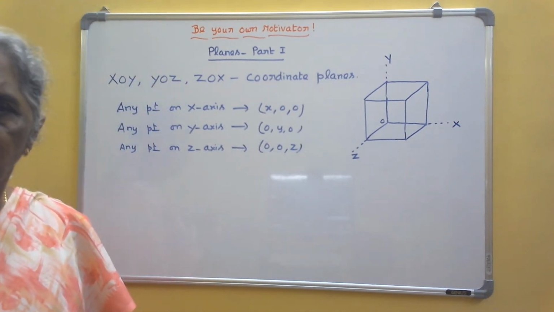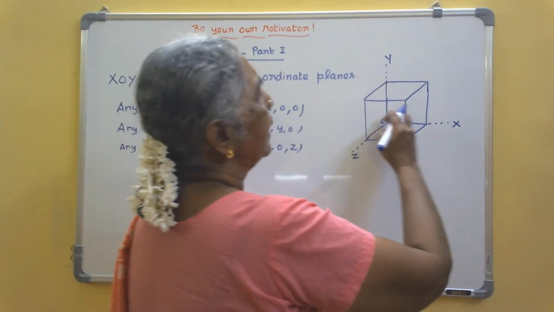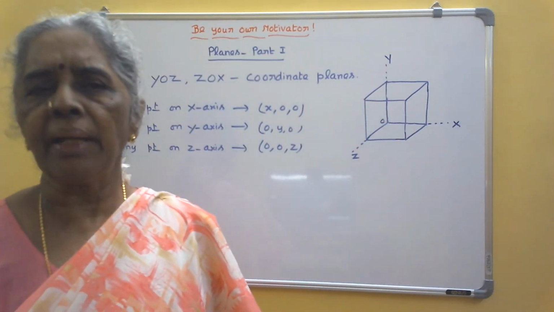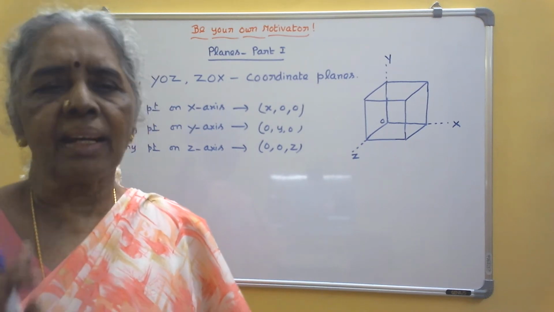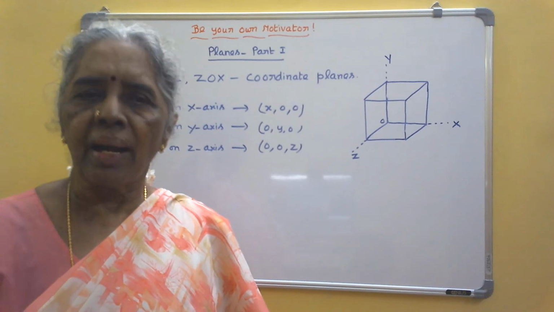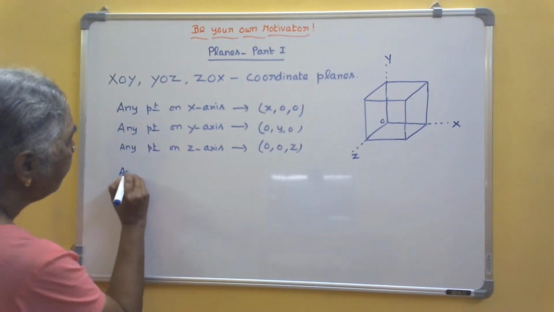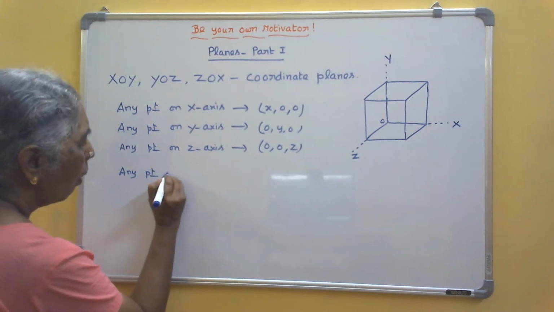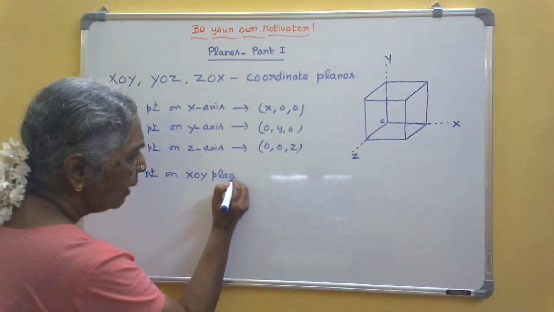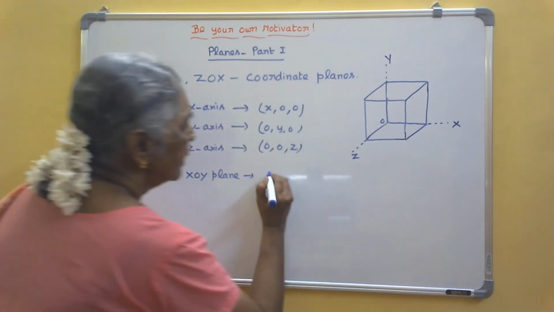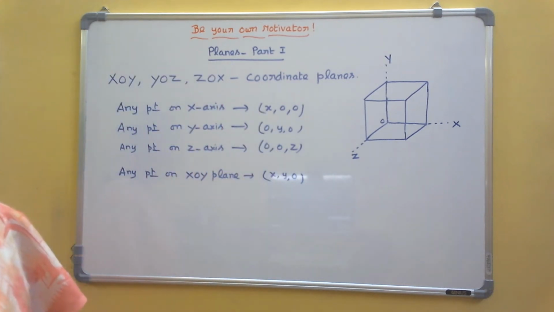Is it clear? Okay. Now, supposing there is a point in the xy plane or xoy plane, definitely the z coordinate will be 0 and x and y will exist, isn't it? So now, any point on xoy plane will have coordinates x comma y comma 0. Do you understand the difference?